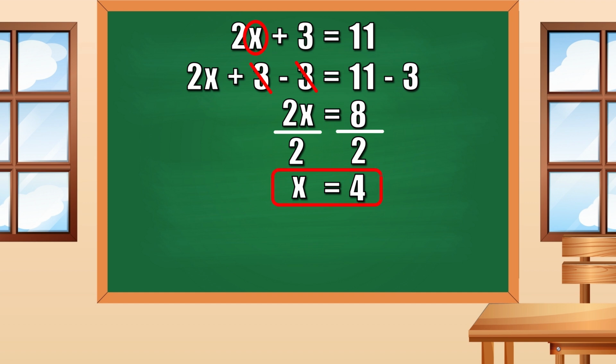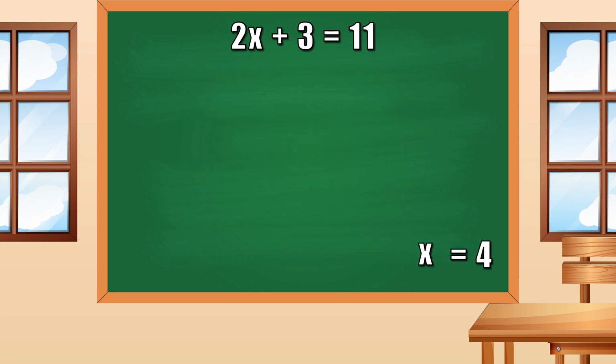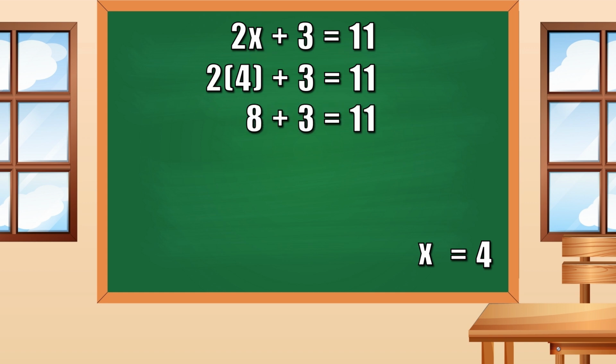One way to double check your answer is to do a simple substitution on the variable. So let's put the value of 4 in place of the variable of x. So our equation now becomes 2 times 4 plus 3 is equal to 11. 8 plus 3 is equal to 11. So that checks out. So our answer is correct.